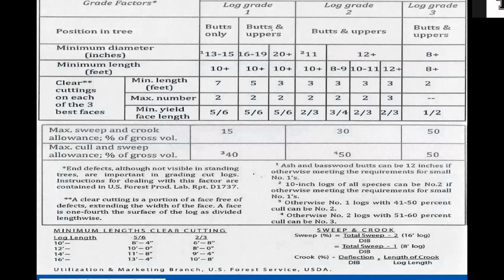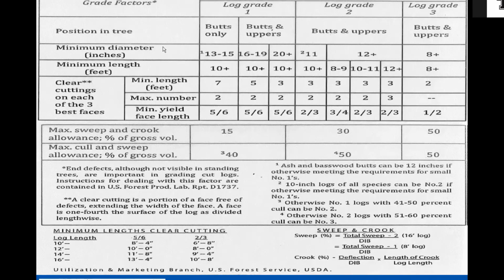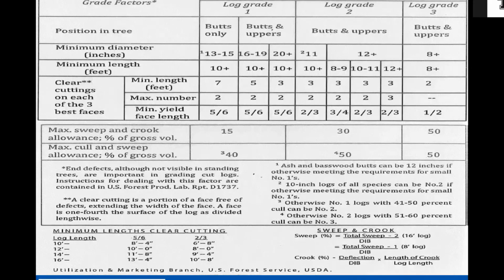And so we've got here a log grading spec card. You've got your different specs: log grade 1, log grade 2, log grade 3. You've got your grade factors, your position in the tree. If it's a butt log or an upper log, there are different requirements for log grade 1, log grade 2, and log grade 3. You've got your minimum diameter in inches, your minimum length in feet, the size of clear cuttings and the number of clear cuttings that are required to meet those requirements, your maximum sweep and crook allowance, and your maximum cull and sweep allowance.